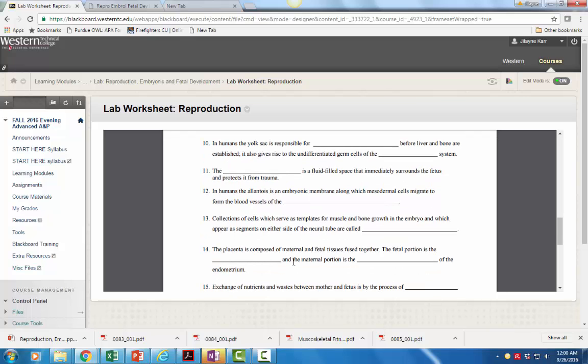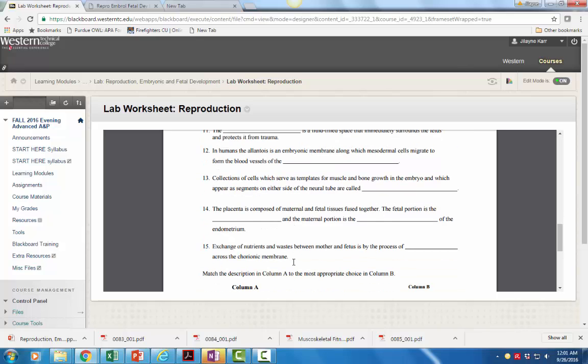Collections of cells that serve as templates for muscle and bone growth in the embryo and look like segments, those are called the somites that are found on the back of the embryo. And the fetal portion of the placenta, we said, was the chorion, and the maternal portion was the decidua basalis. And the exchange of nutrients and waste between the mother and the fetus is by the process of diffusion across that chorionic membrane.